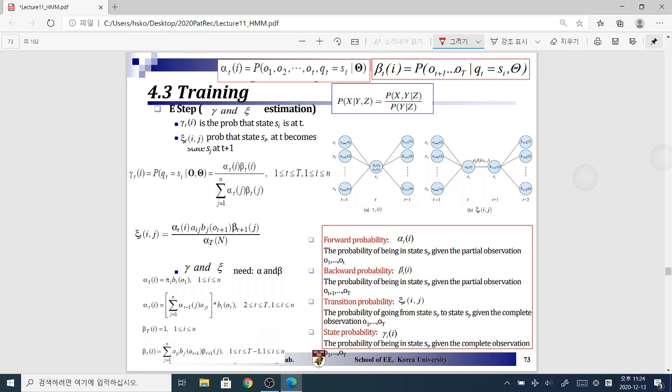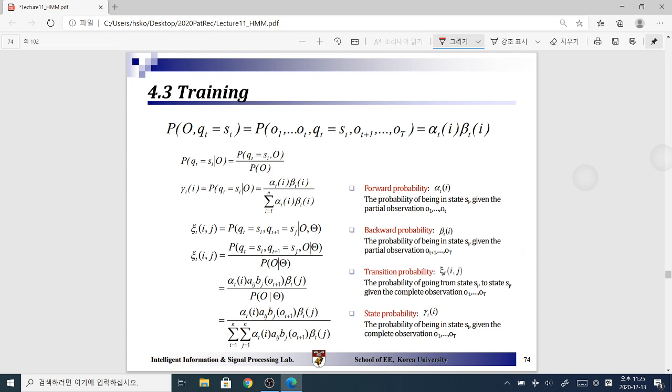Okay, so this slide tries to show the overall process, the expectation step, where in the expectation step you obtain the state probability, being at state i or j at time t, as well as the transition probability psi sub t of ij, where both the state probability and the transition probability can be obtained by using the forward probability as well as the backward probability.